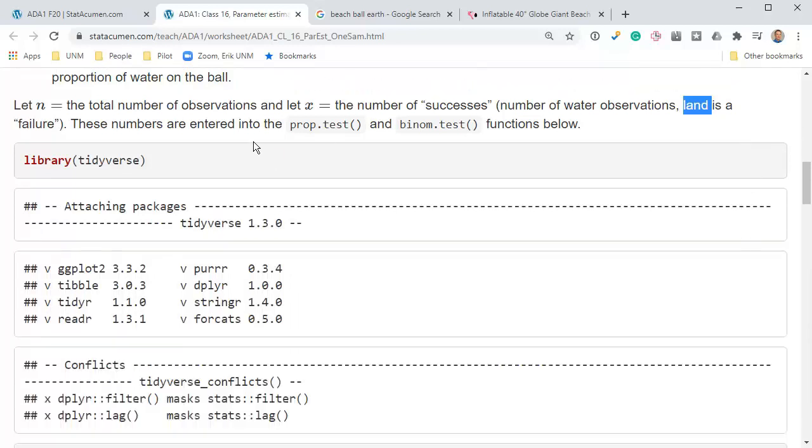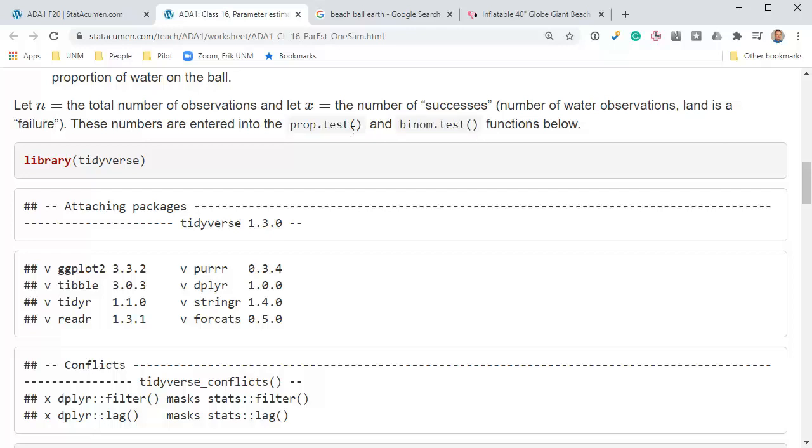All right, so we can take these two numbers, n and x, right? The number of successes out of the total number of trials or observations. And we can put it into one of these two functions to make an estimate. Prop test is an approximation, which works well when you have large samples. And binom test is an exact test.